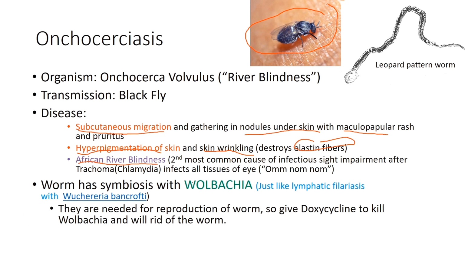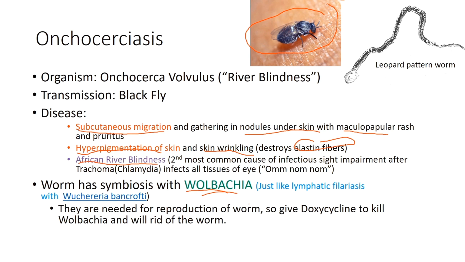The worm itself has a symbiosis with a bacteria known as Wolbachia. This is something you also find in lymphatic filariasis, which is Wuchereria bancrofti. I'm sure you've heard about that after your malaria lecture. So what we do to target this worm is actually target this Wolbachia. Wolbachia provides nutrients and allows this worm to sexually reproduce.